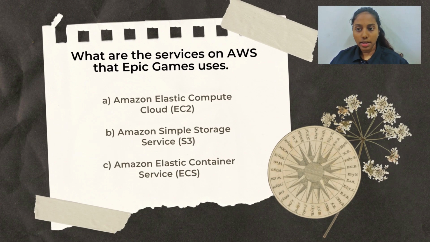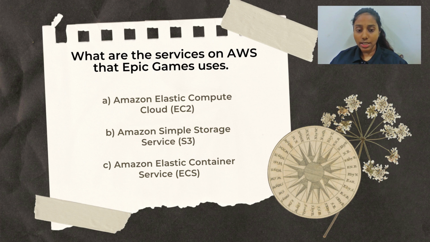The second part is, what are the services on AWS that Epic Games uses? The first one is Amazon Elastic Compute Cloud, which is EC2. It is used to power the game servers and back-end tools for Epic Games. EC2 offers scalable computing power. The second is Amazon Simple Storage Service, which is S3. The user-generated material and game assets are stored using S3.